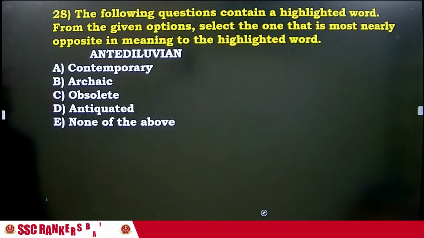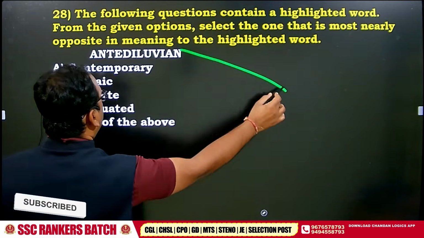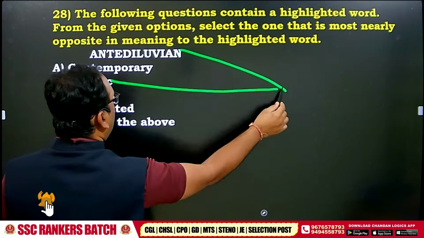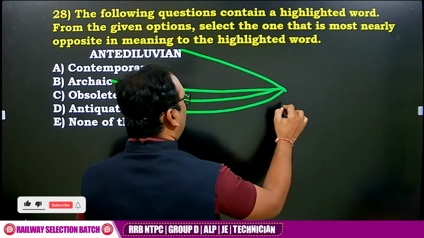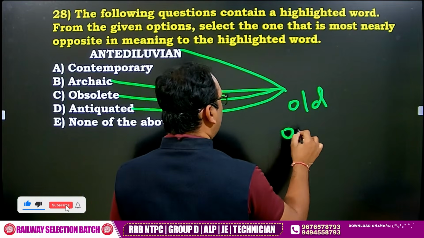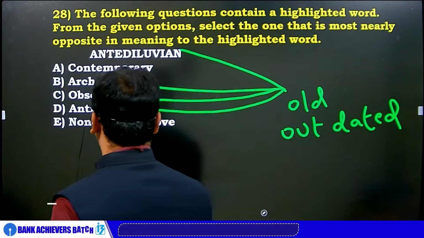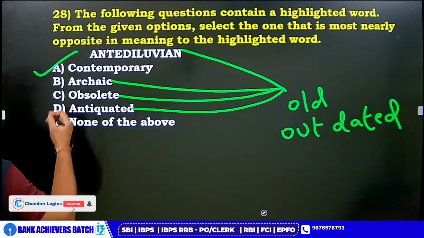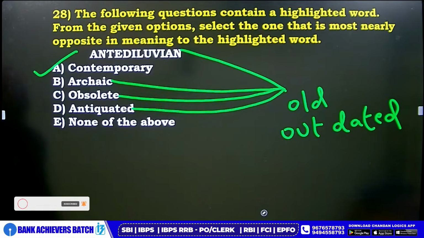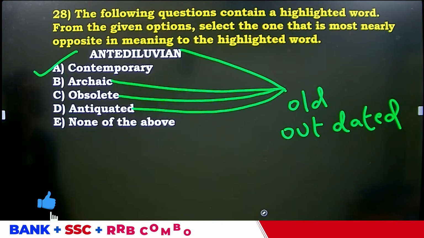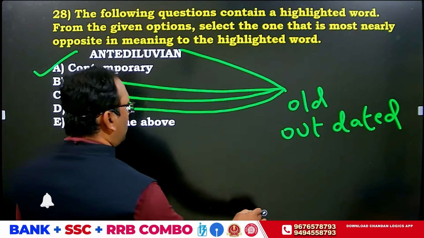Okay. Antediluvian. Guys, I'll tell you something. Antediluvian, archaic, obsolete, antiquated. The meaning is old, outdated. Contemporary is the only word which is opposite. So that is the answer. Contemporary means now, at present. The remaining options mean old, outdated.